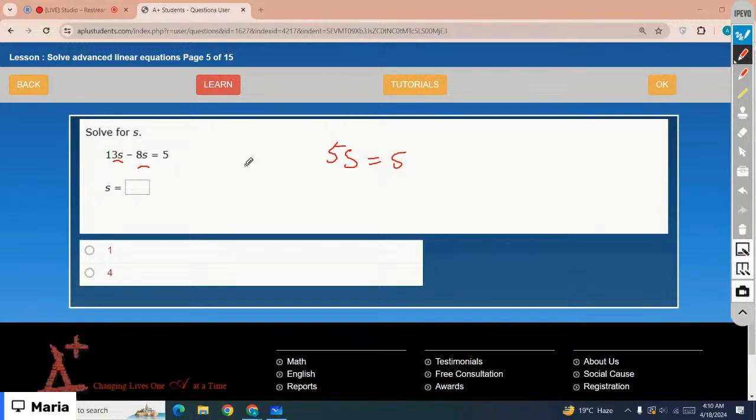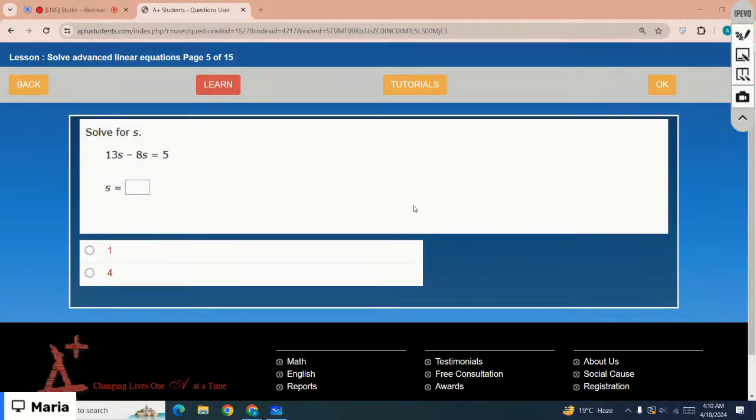The correct option is s equals 1. Option number 1 is the correct option, right? Okay, you can complete the lesson by yourself later today. Let me just move on to the next lesson.